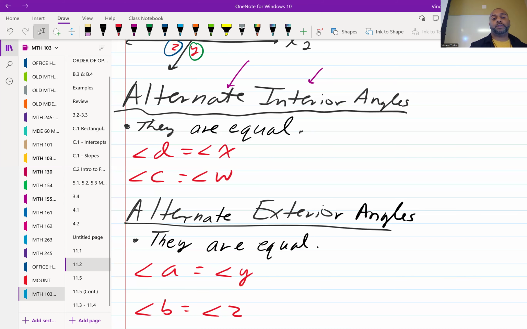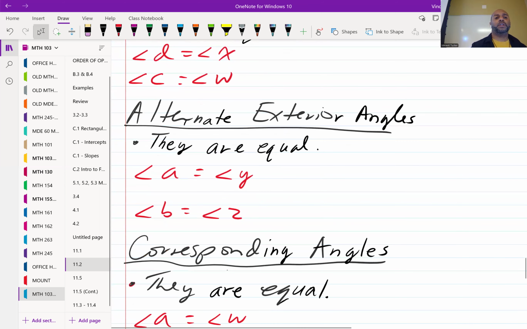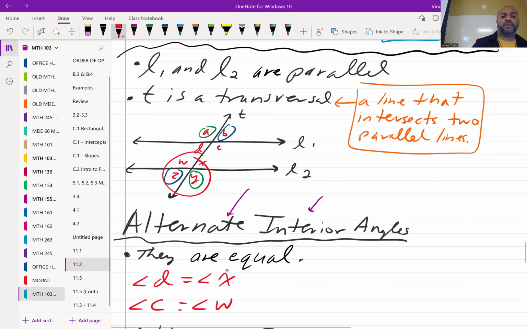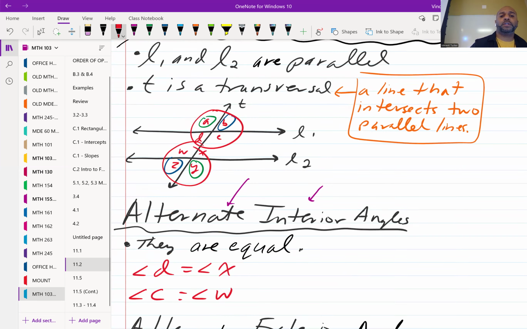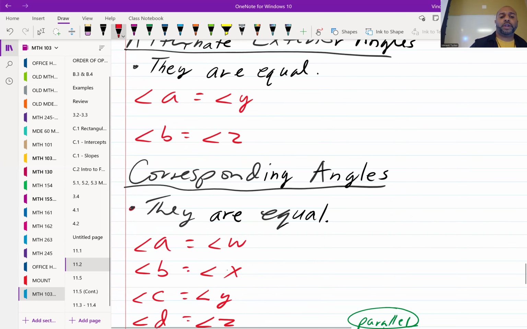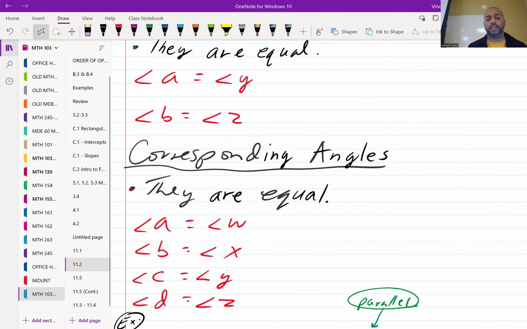And then the last one, corresponding angles. They're all equal, so just talking about these four correspond to these four. So A and W, B and X, C and Y, and D and Z.